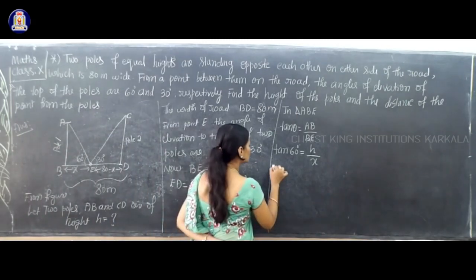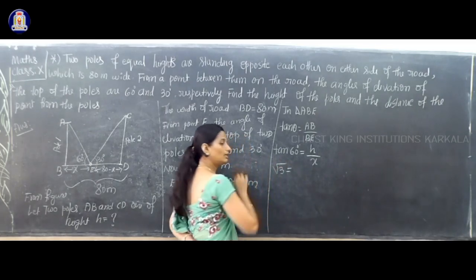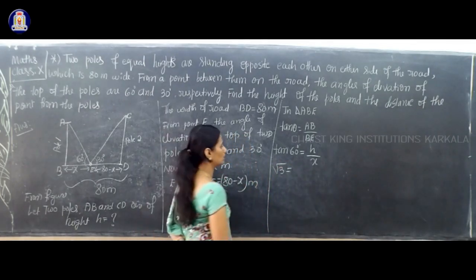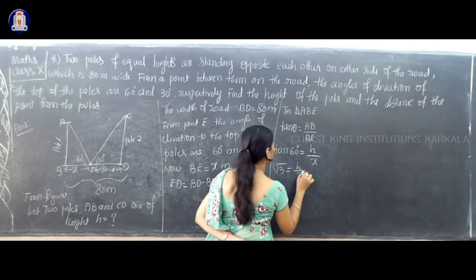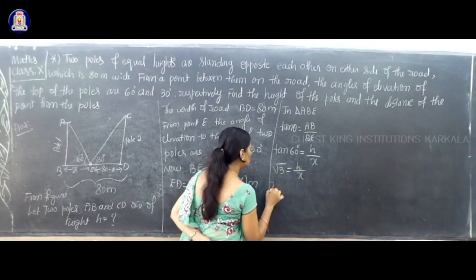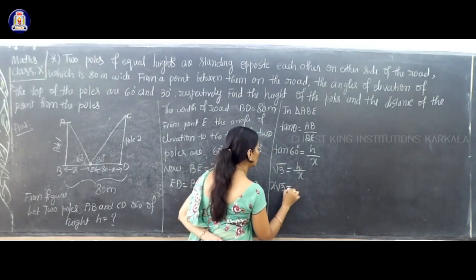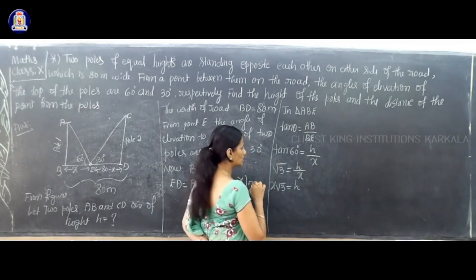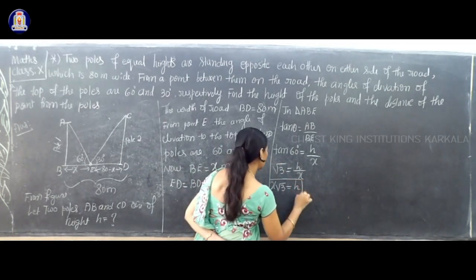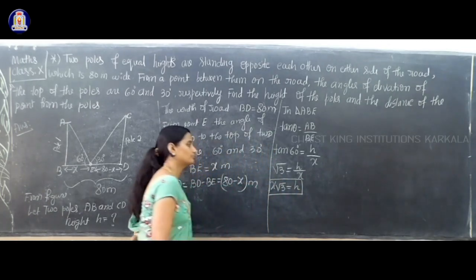So now tan 60 is what? It is root 3. Tan 60 is root 3, equal to h divided by x. Now x into root 3, x root 3 is equal to h. So now keep it as it is. Let it be equation number 1.